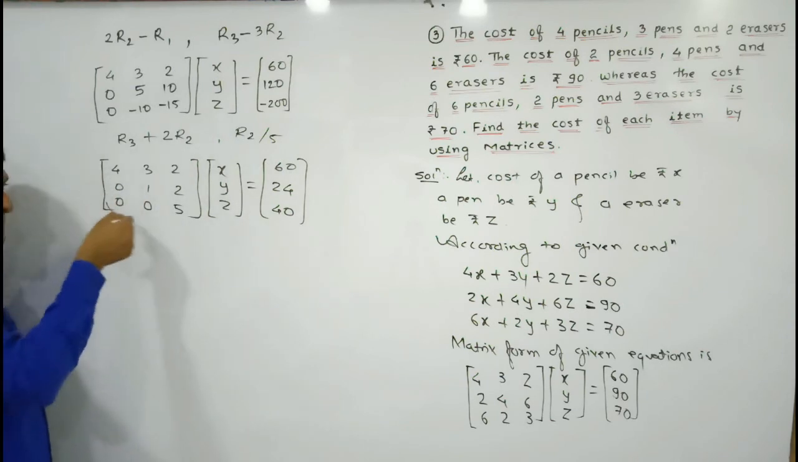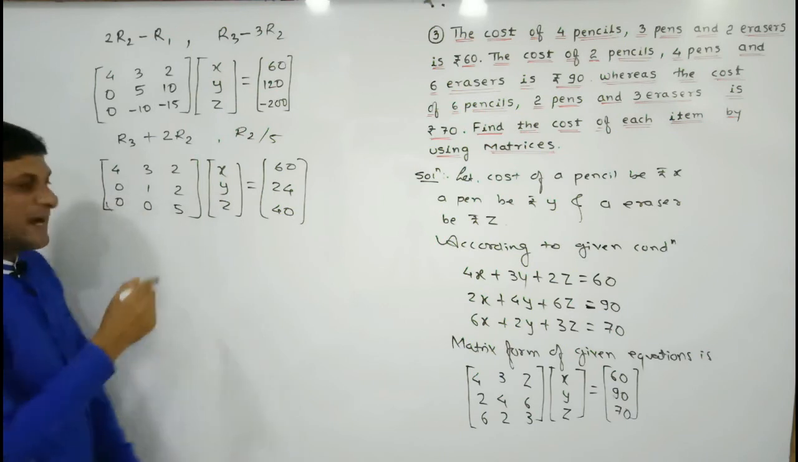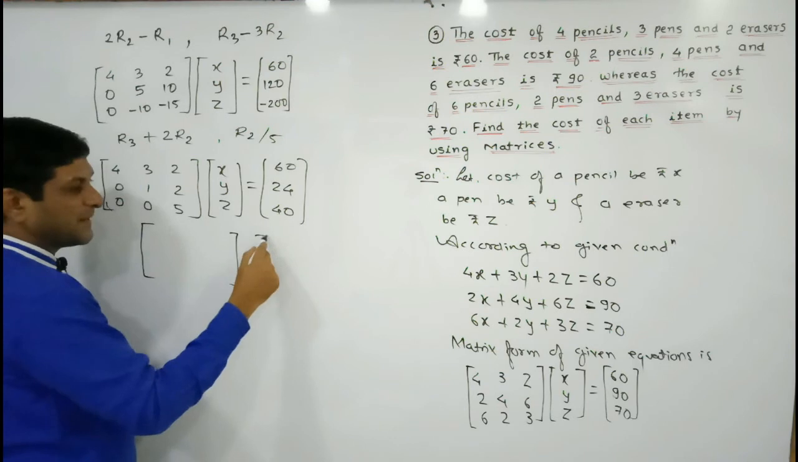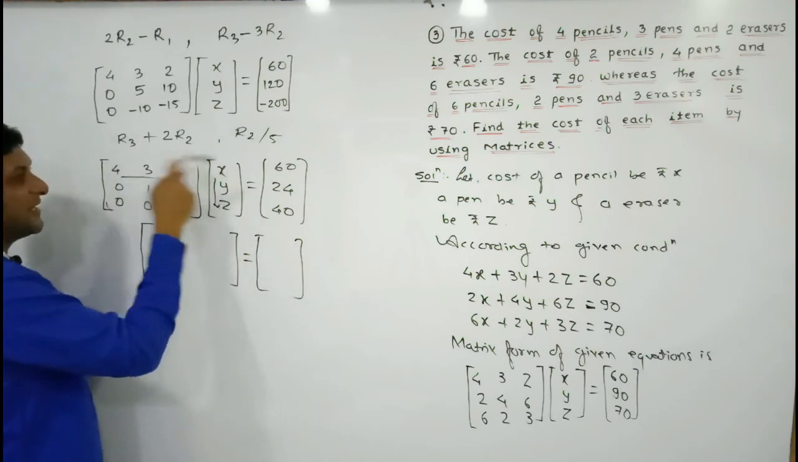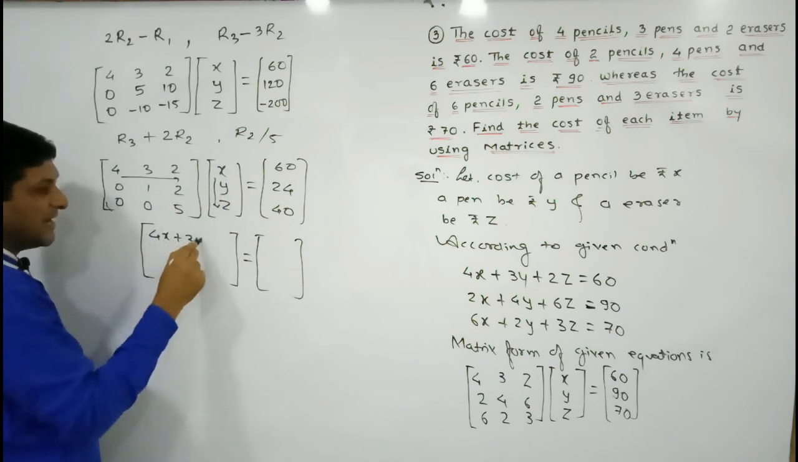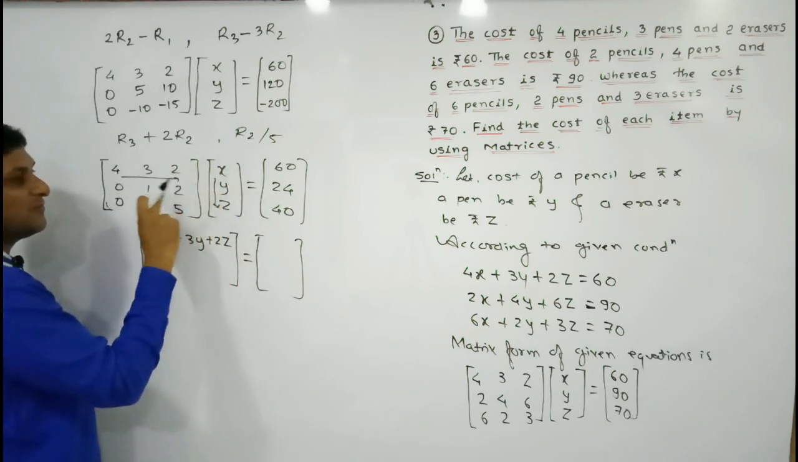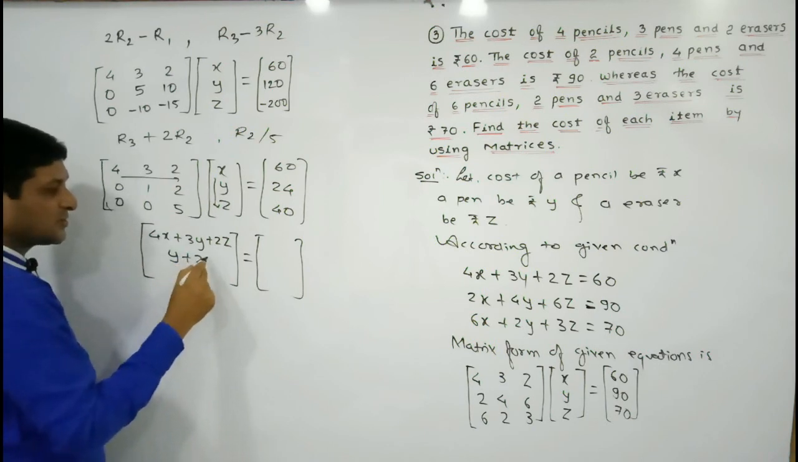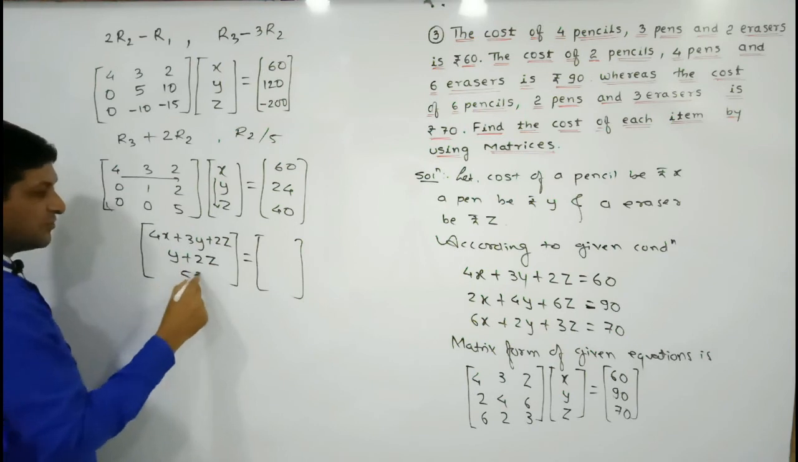Now, once this matrix becomes an upper triangular matrix, then take the multiplication of these two matrices. Whenever we are taking multiplication of two matrices, we multiply row by column. So multiply row by column. See what we'll get: 4x plus 3y plus 2z. Now 0x plus 1 into y is y and 2 into z is 2z. So y plus 2z. Lastly, 0 plus 0 plus 5z will be equal to 5z.